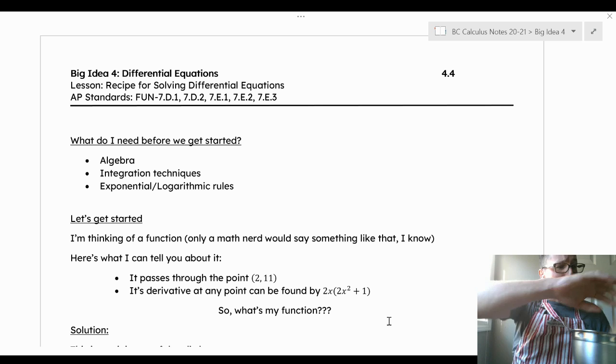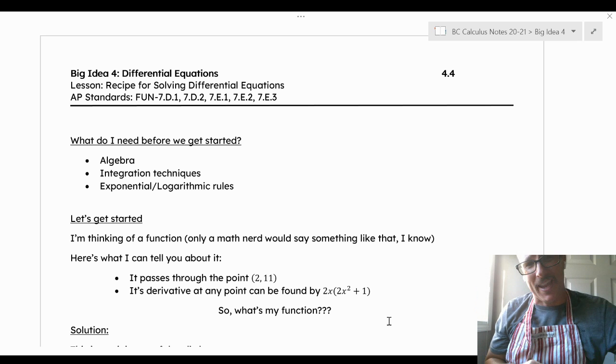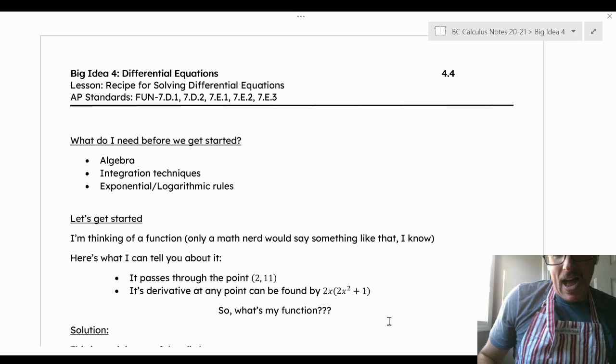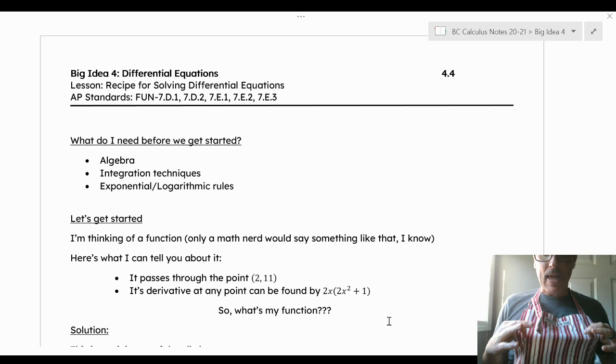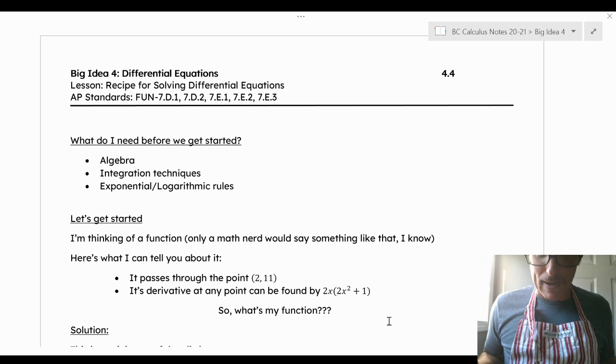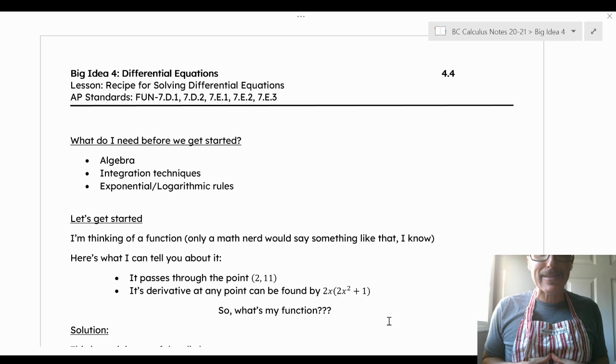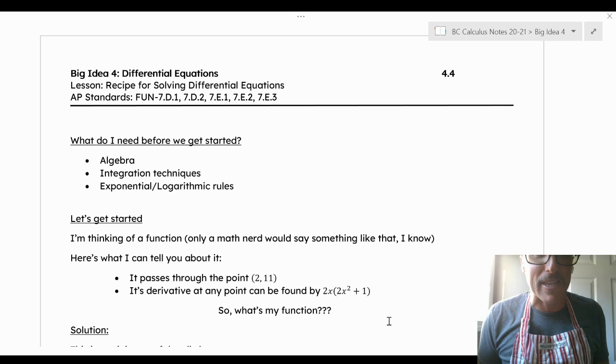Delicious. Oh, hey, just making some frosting for my turkey. You're probably wondering why I've got all this apron on. Well, we're going to talk about a recipe. That's right, a recipe for solving differential equations. It's going to be lovely.